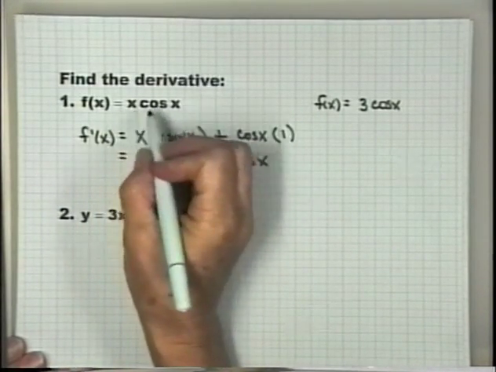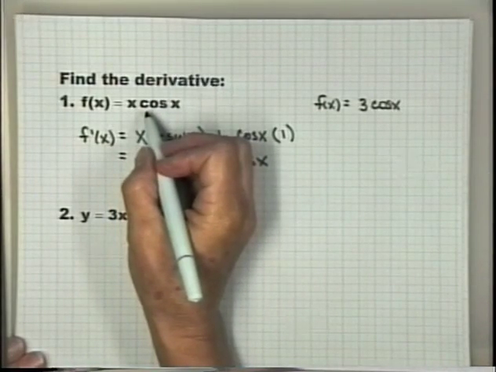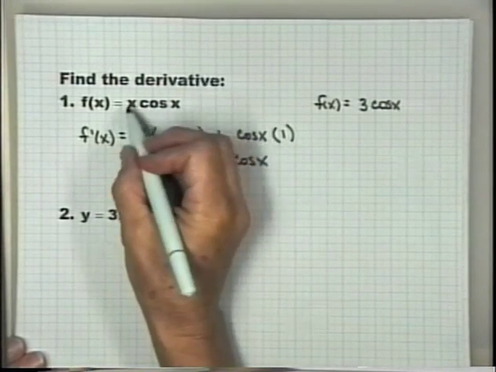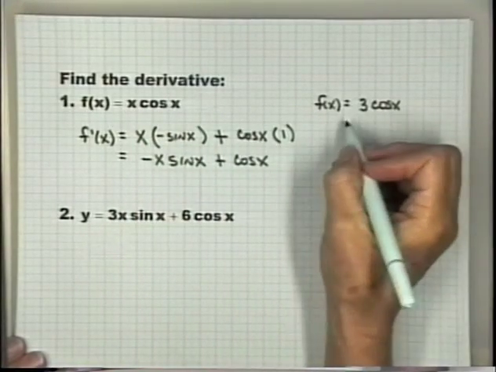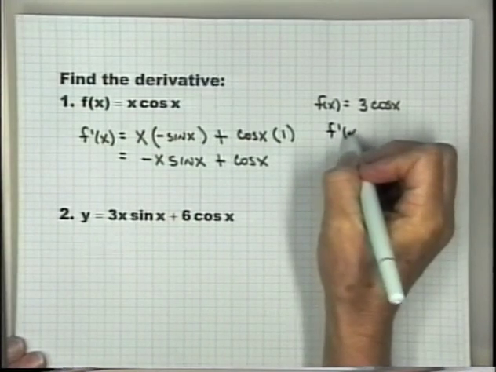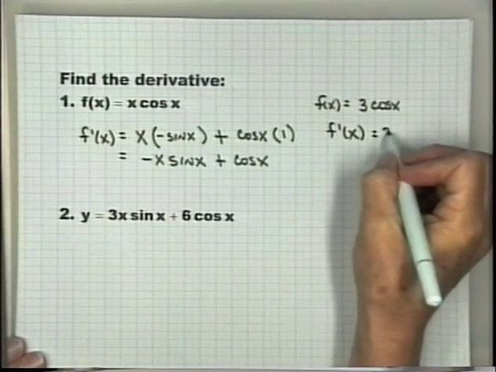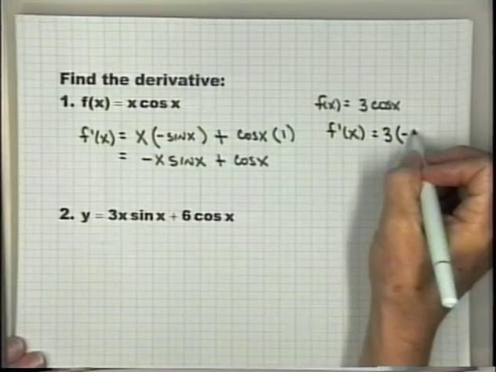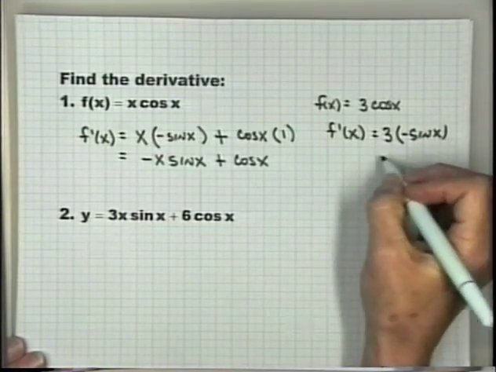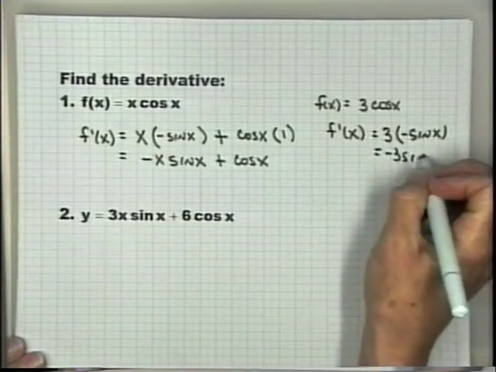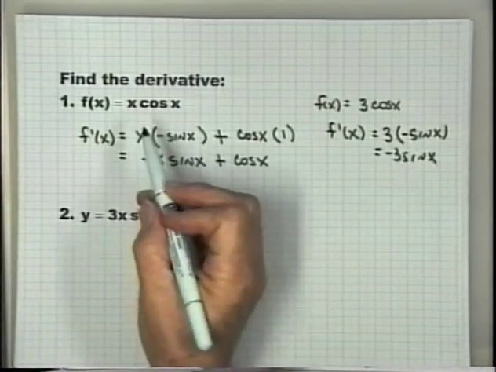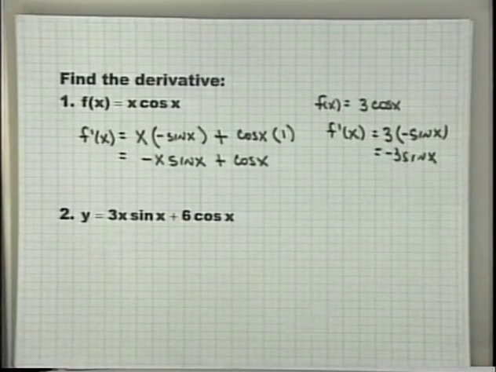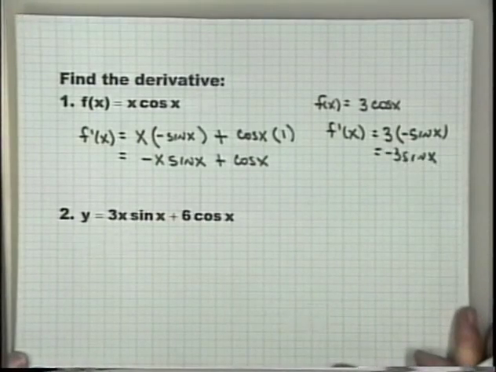Both of these involve that variable x, so they're both functions. If they're both functions, the product of two functions, you use the product rule. If you have a constant times a function, then you just bring the constant down times the derivative of the function. So this one would just be negative 3 sine x. It's very important that you see and understand the difference between a product of two functions and a constant times a function. Okay, let's look at our second example down here.